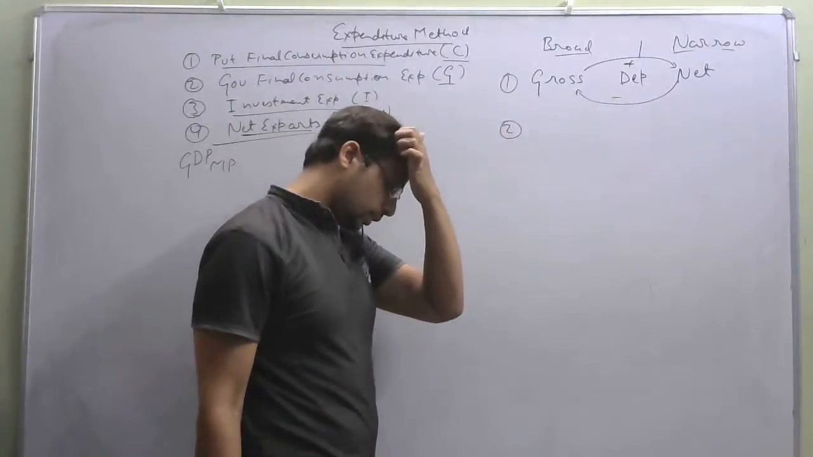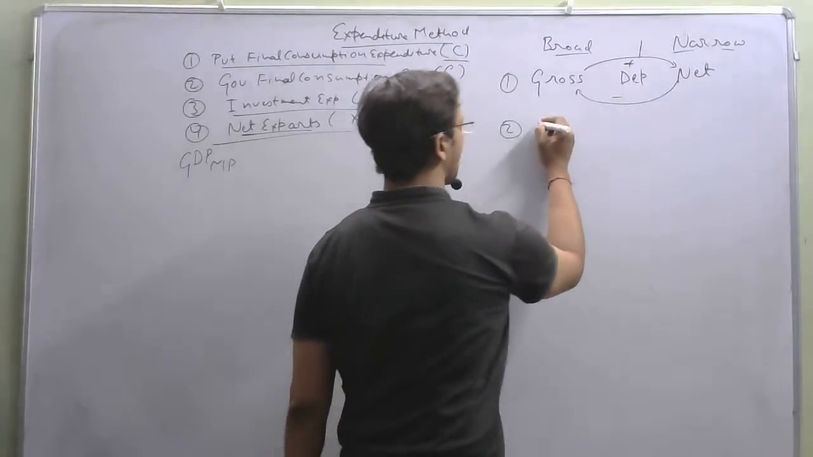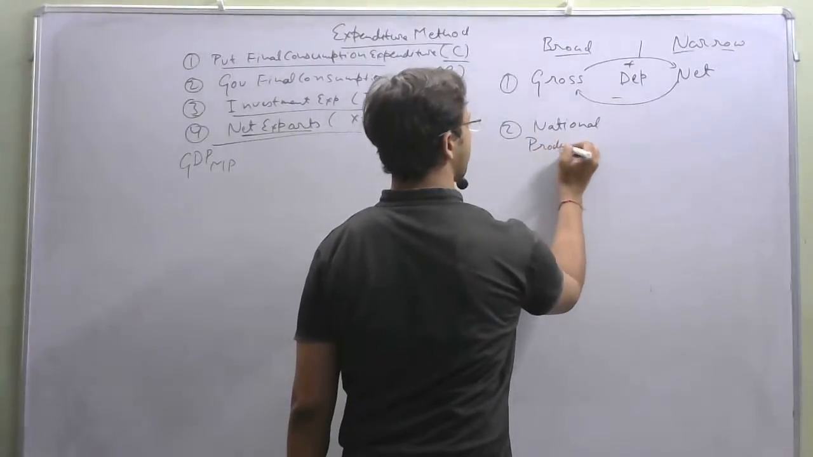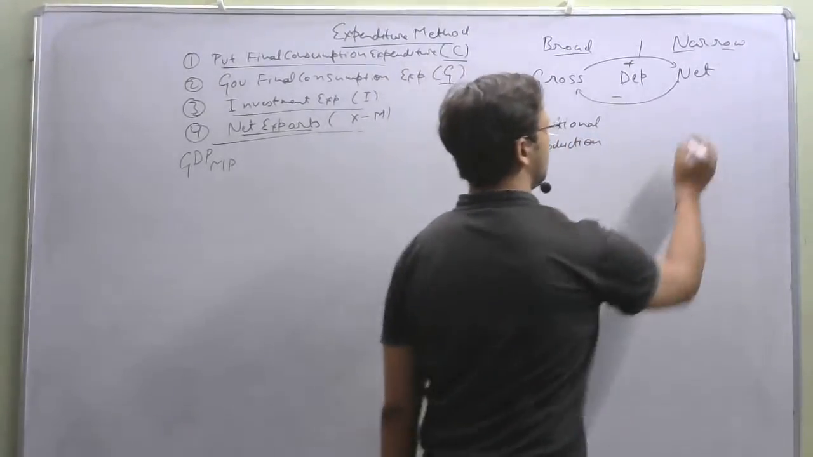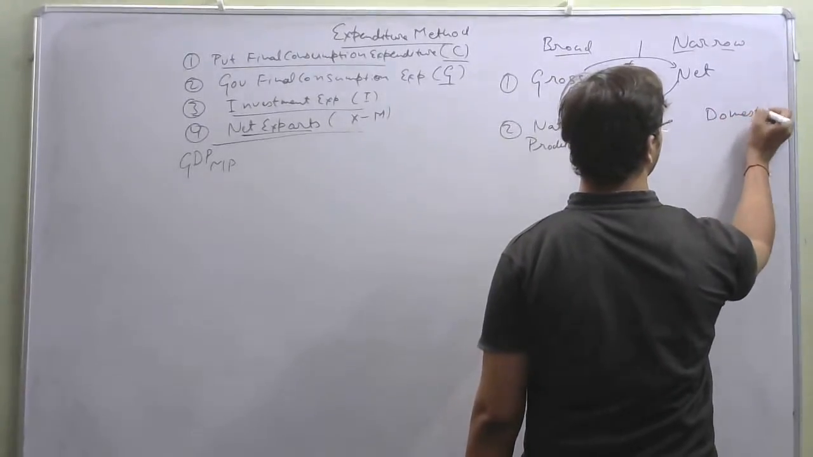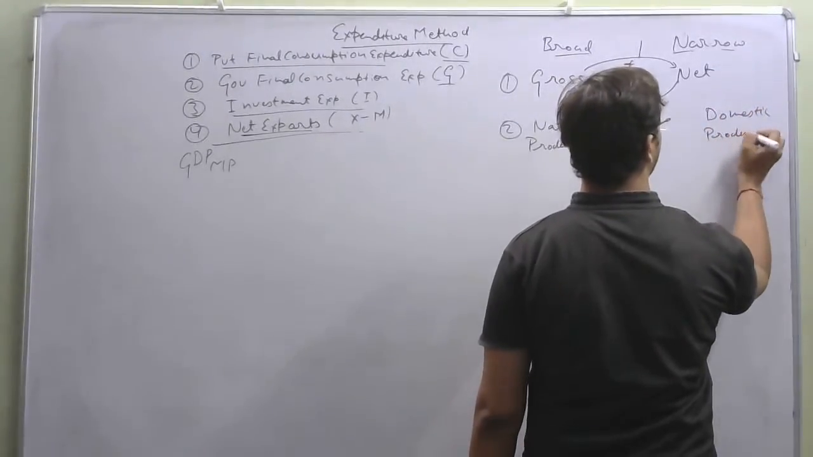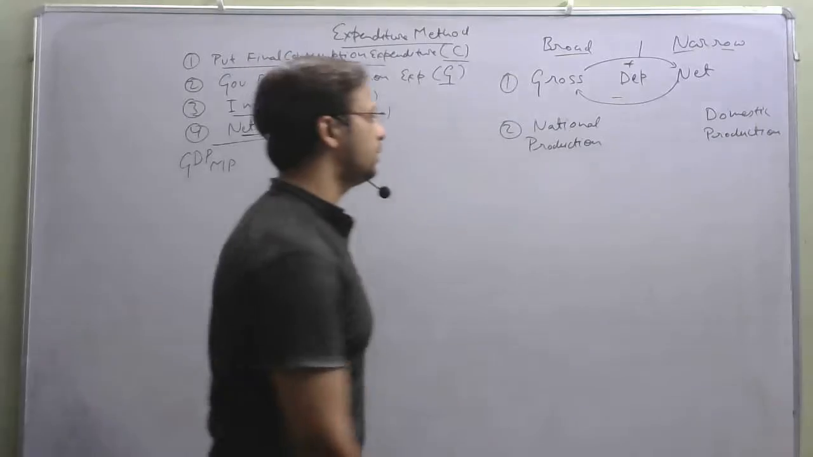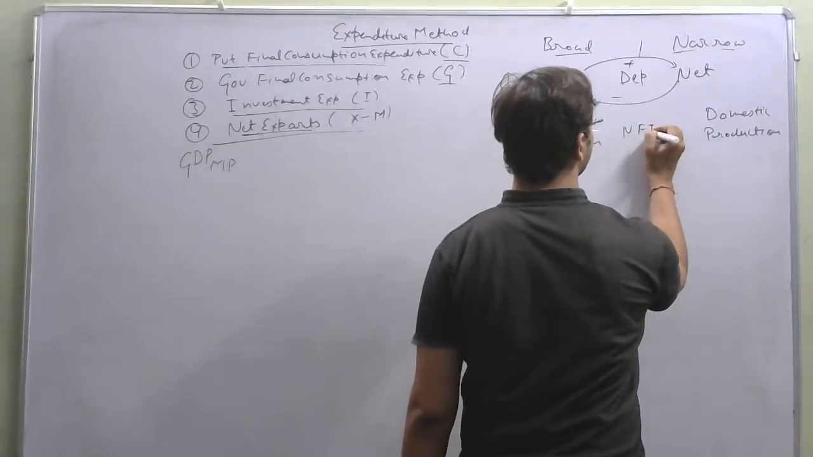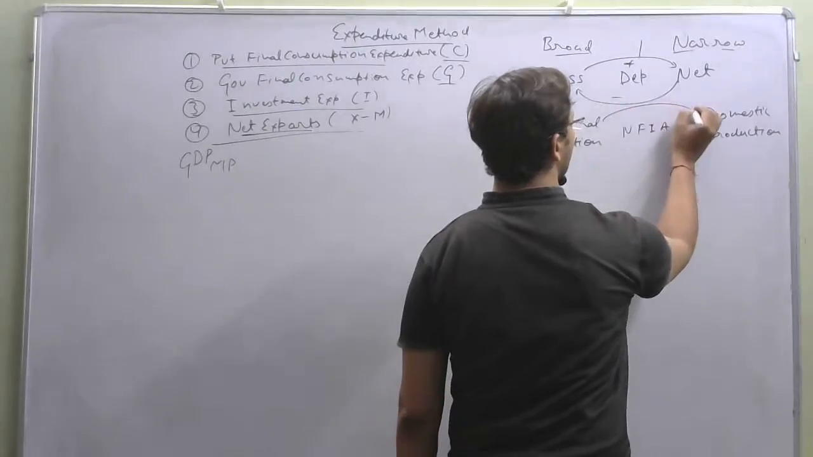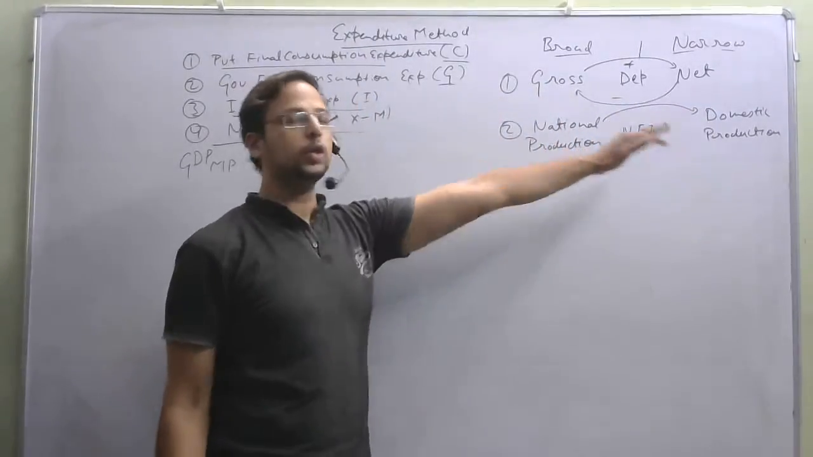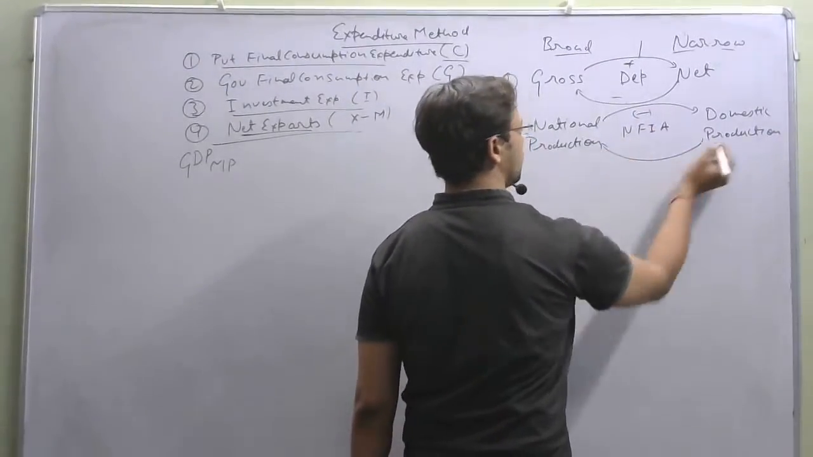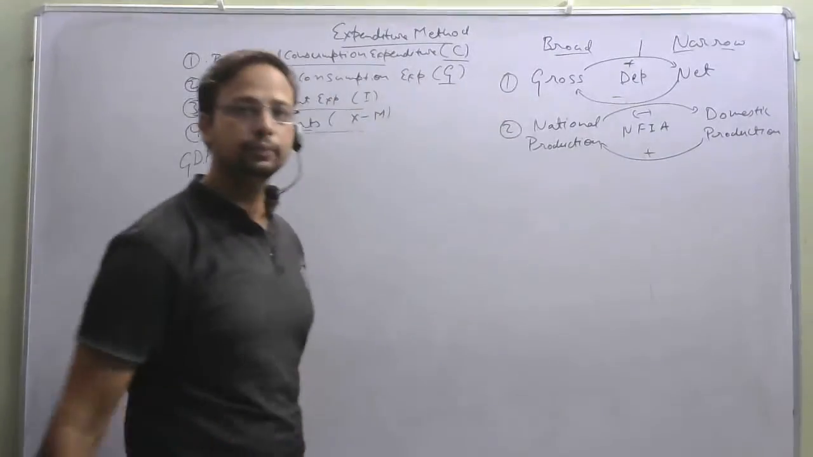The other one is your national production and domestic production. The difference between national production and domestic production is the net factor income from abroad. If you want to go from domestic production to national production, you will have to add NFIA, and if you want to go from national production to domestic production, you will have to deduct NFIA.